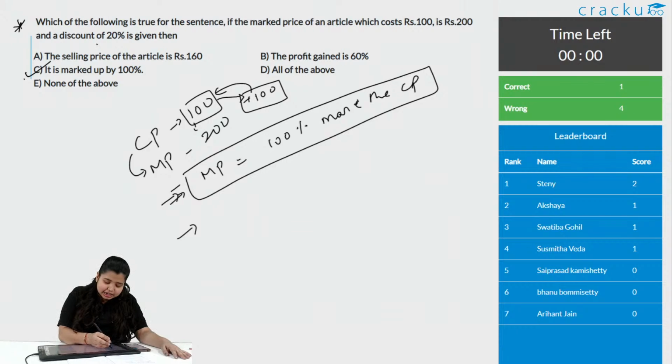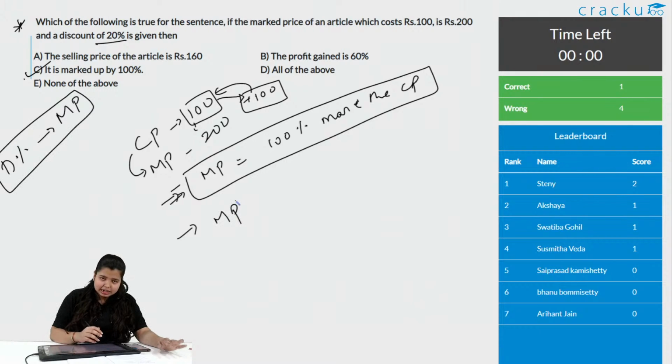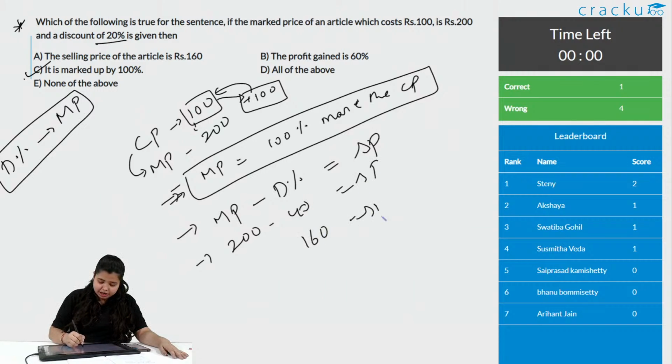The other part says a discount of 20% is given. We know discount percent is taken on the marked price. So, whatever the price is marked, minus the discount percent, will give me the selling price. The marked price is 200, the discount, that is 20% of 200, is 40. That is, 160 is equal to the selling price. You got 2 things correct. That means obviously all of the above is the answer.